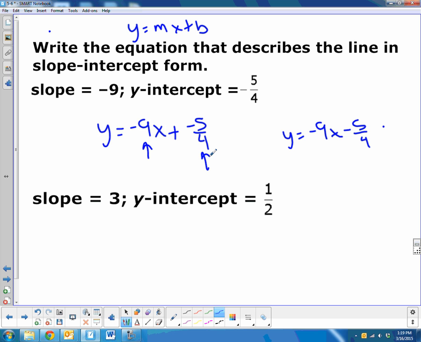Second one, same idea. The slope is 3, so y equals 3x, and the y-intercept is a half. Done. That's all you have to write. You're done. Y equals 3x plus a half. We've written it in slope-intercept form.